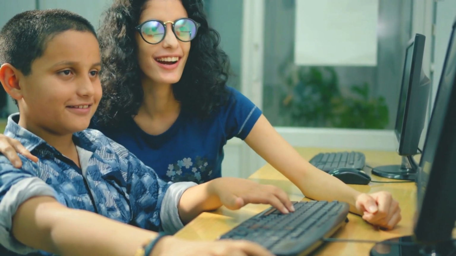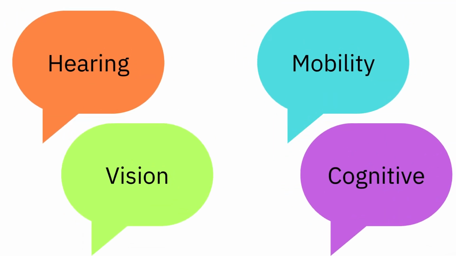Disabilities can be separated into 4 main areas: hearing, vision, mobility, and cognitive. Today, we're going to take a look at each of these areas in an online learning context, what challenges people with disabilities may face with an online course, and common tools and practices to help make modern learning accessible.